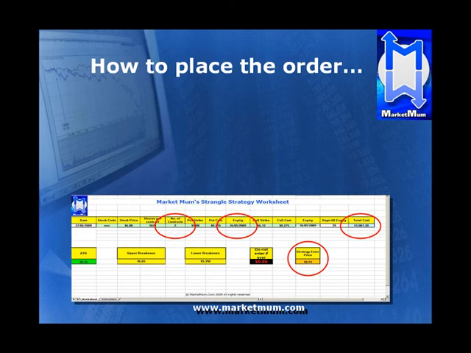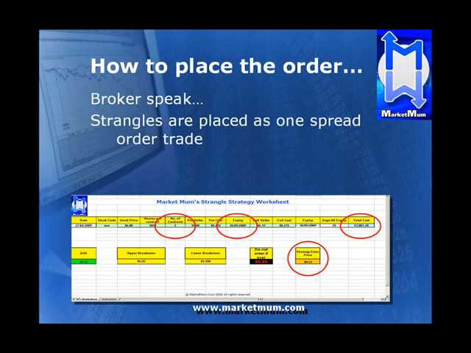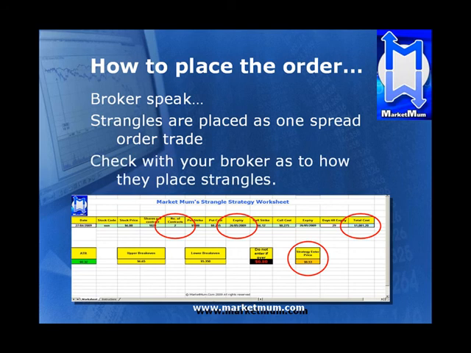So, okay, here's the most important part, I suppose, which is how to place the order. Now, in broker speak, Strangles are placed as one spread order trade. So you'd be telling them, I want to place a Strangle spread order on whichever stock you want. You've got to check with your broker as to how they place Strangles. They're all basically the same. I don't think there'd be any difference between brokers in placing Strangles, because they're just a spread order.